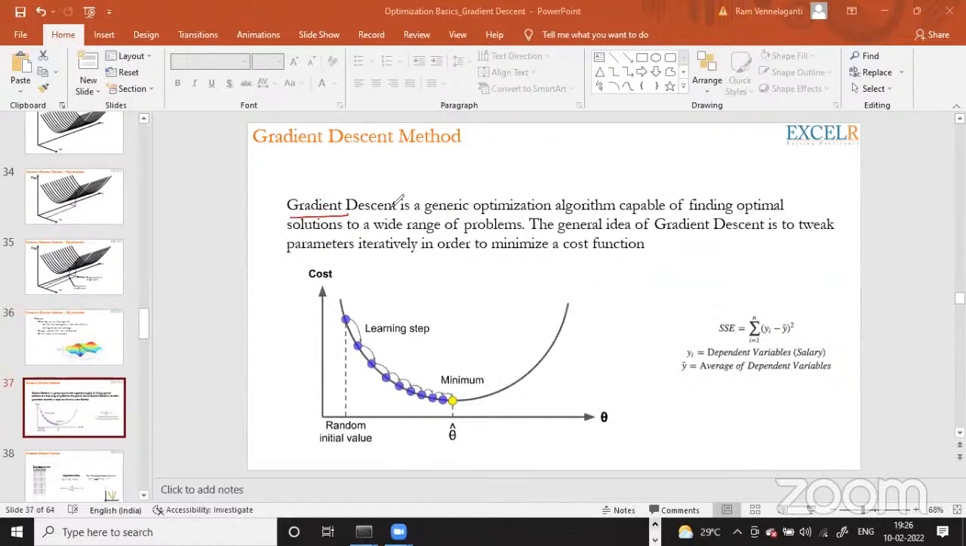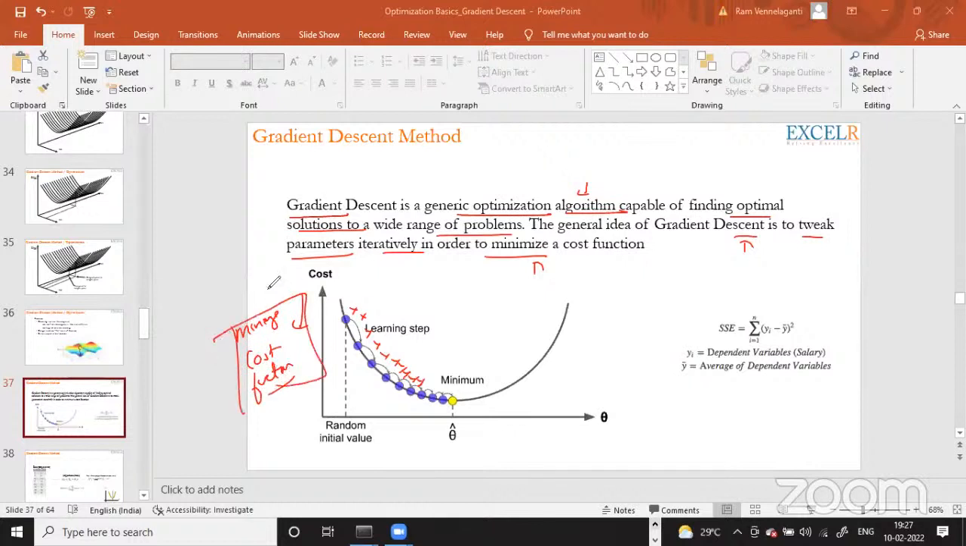So gradient descent is a generic optimization algorithm capable of finding optimal solutions to a wide range of problems. Gradient descent is to tweak parameters iteratively. So we have to keep tweaking our parameters iteratively, tweak our weights in order to minimize our cost function. That is the idea. That is the overall objective of your gradient descent method.